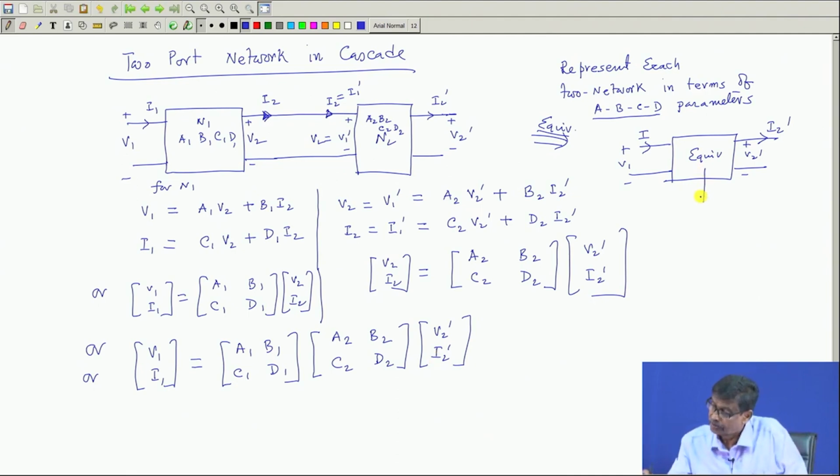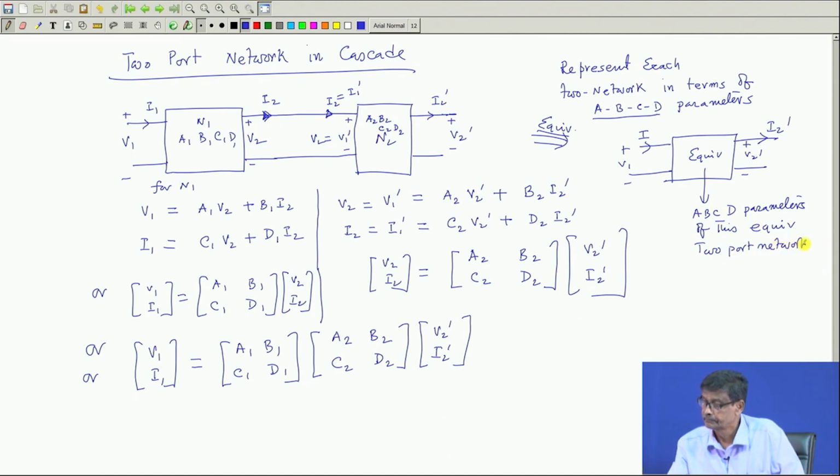So, the overall ABCD parameters of this equivalent 2-port network will be the product of these two matrices, because this is a product, is it not?